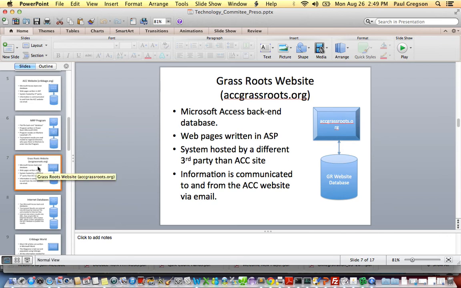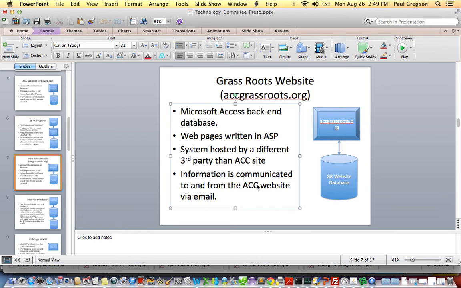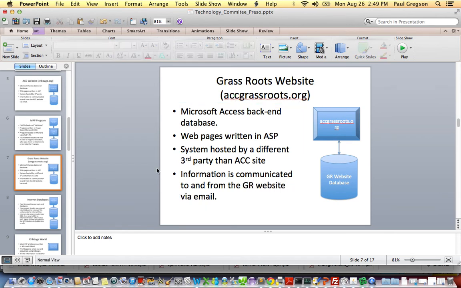The Grassroots website has a separate Microsoft Access backend database. The web pages, as with the ACC website, are written in ASP. The system is hosted on a different third-party site than the ACC, so we're paying for 2 different domains and 2 different web hosting companies. And the information, again, is communicated to and from the Grassroots website via email.